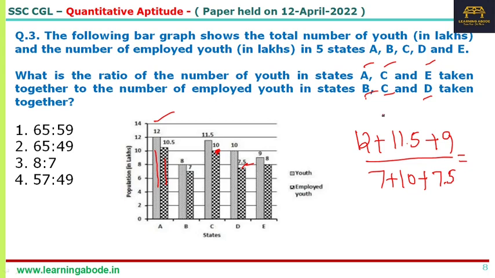If you sum it up, the numerator is 32.5 and the denominator is 24.5. If you simplify, you get 65:49. It's such a simple data interpretation, or in the syllabus language they call it a statistical chart. So question number 3, 65:49 is the answer.